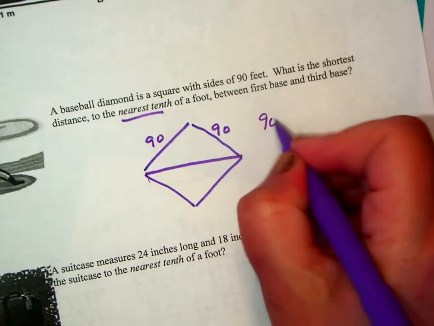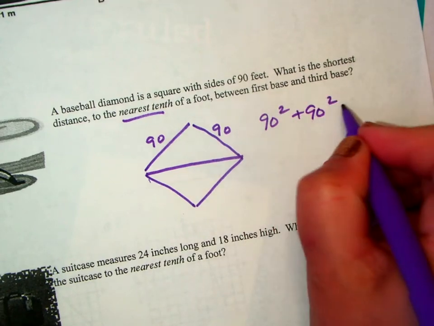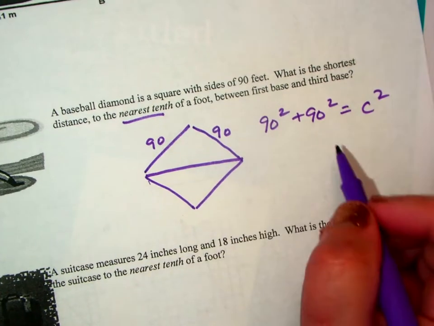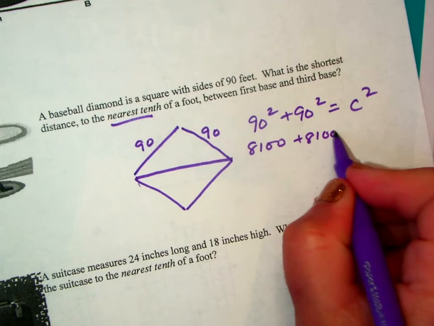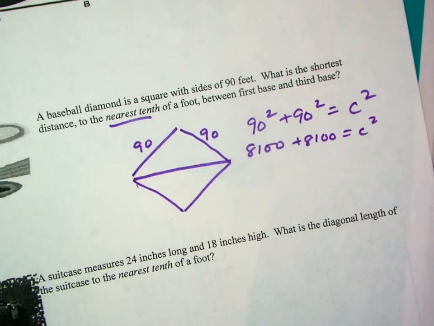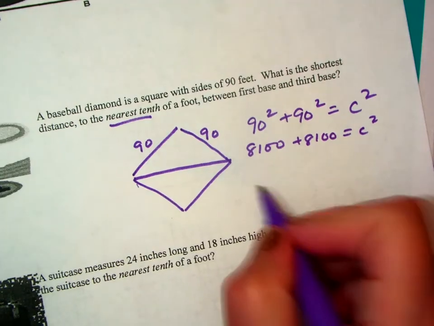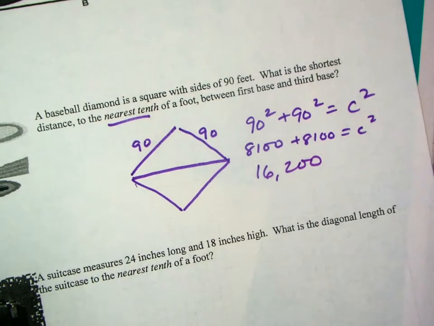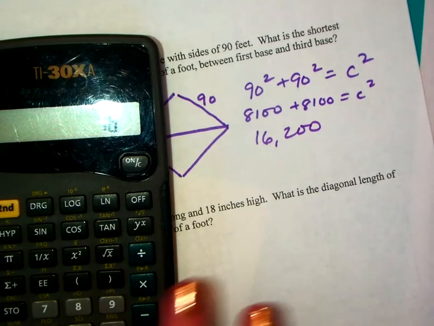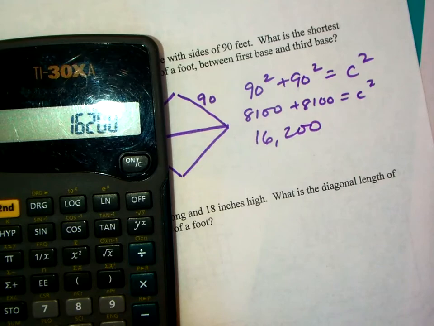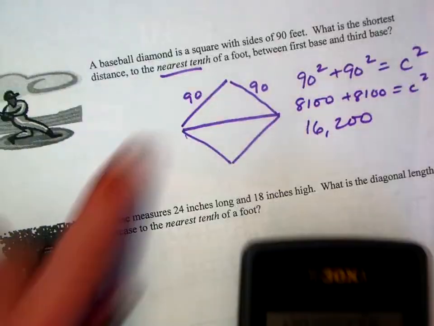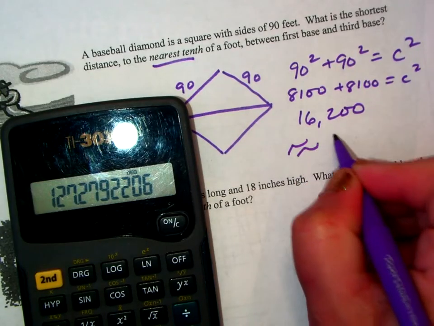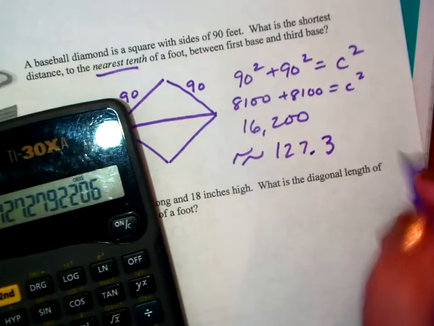So I would do 90 squared plus 90 squared, and that equals c squared. 90 squared is 8,100, and then I would add those two up, so that's 16,200. Then I'm going to take my calculator and take the square root of 16,200, and it says 127.27. This said to the nearest tenth, so that's around 127.3 feet.